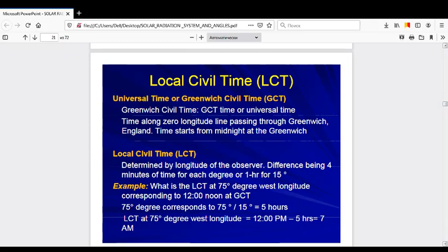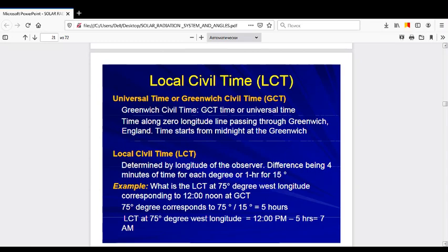Local civil time. Universal time is Greenwich civil time, GST, GCT. Greenwich civil time or universal time is the time along the zero longitudinal line passing through Greenwich, England. Time starts from midnight at Greenwich. Local civil time, LCT, is determined by the longitude of the observer, the difference being 4 minutes of time for each degree, or 1 hour for 15 degrees.